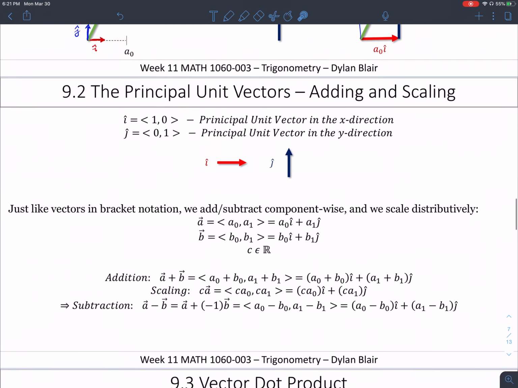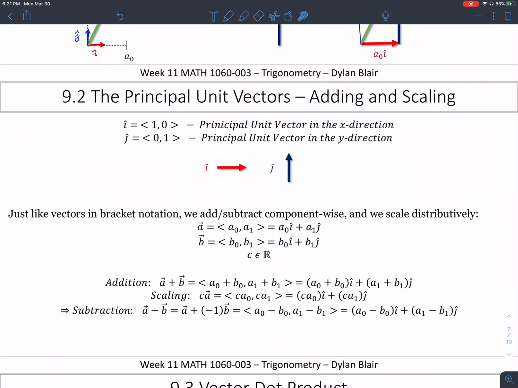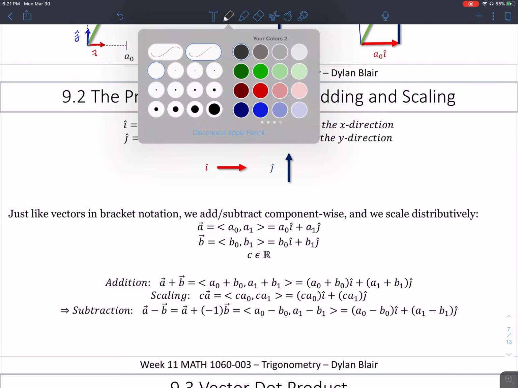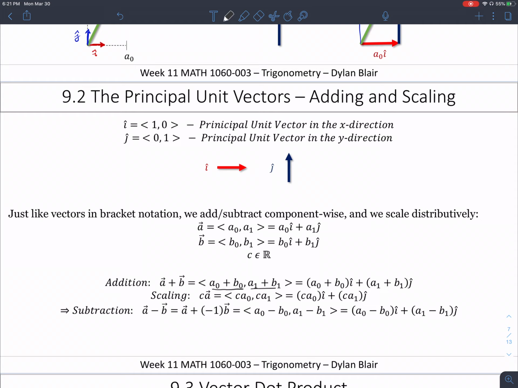Okay, now we are going to talk about how we can add and scale vectors when they're in this principal unit vector notation. Just like vectors in our caret bracket notation, we need to add component-wise. So when we're adding, we're going to have A naught plus B naught and A1 plus B1. So we'd have A naught plus B naught scaled by i and A1 plus B1 scaled by j. And it's as simple as that.